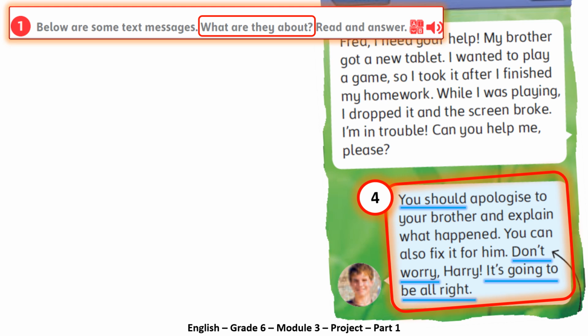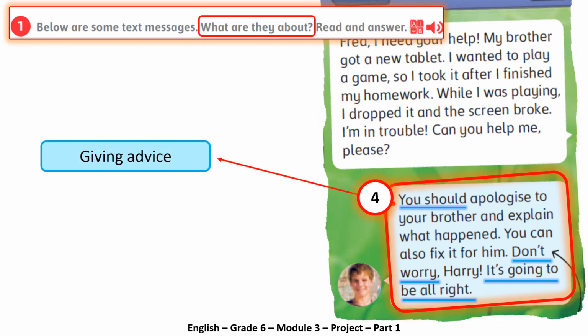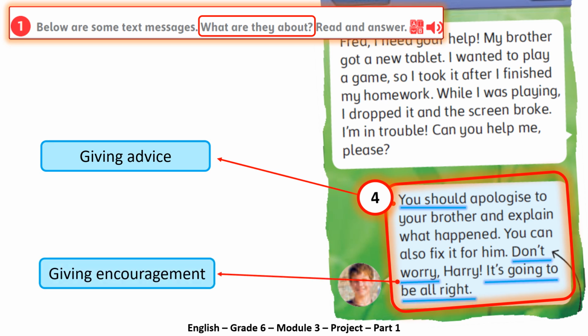So, if we look and focus on this phrase, which is you should, we will know that the writer of this message is giving advice to the recipient, the person who will read the message. And if we go to these phrases, like don't worry, it's going to be all right, we know that the writer has written these phrases in order to give encouragement. He wanted to give encouragement to the recipient, the person who will read the message, or will receive the message.